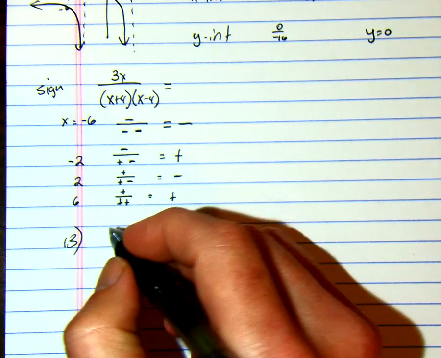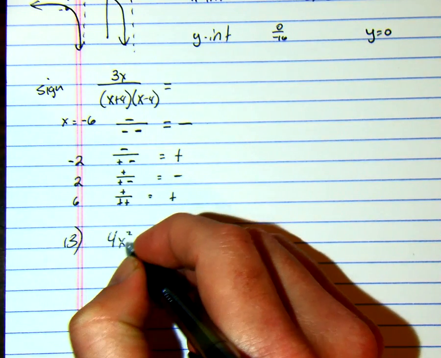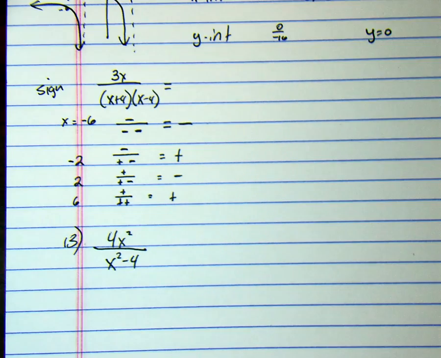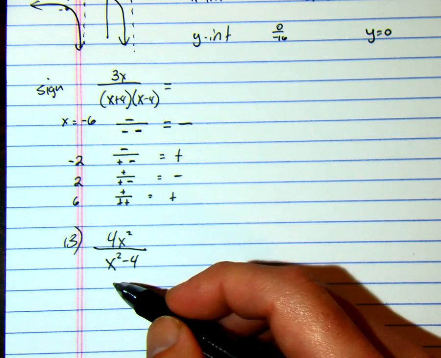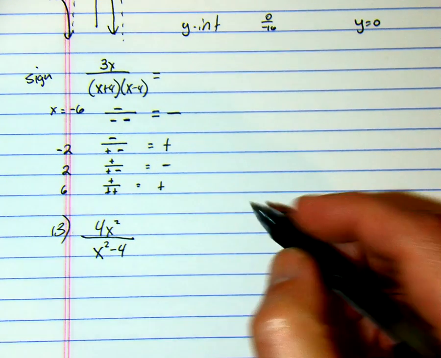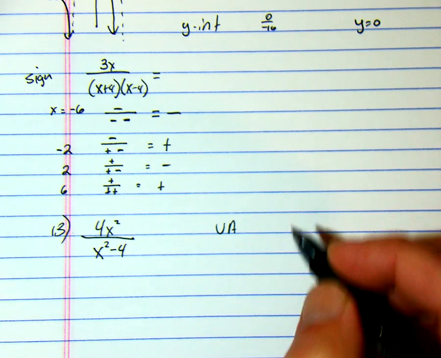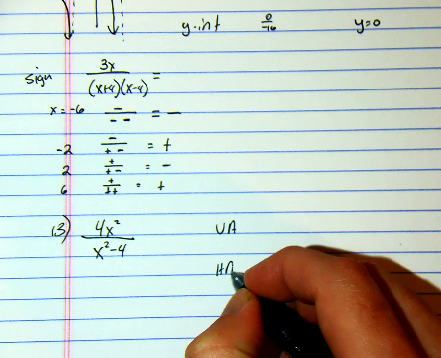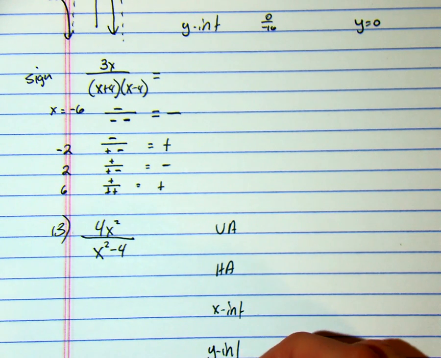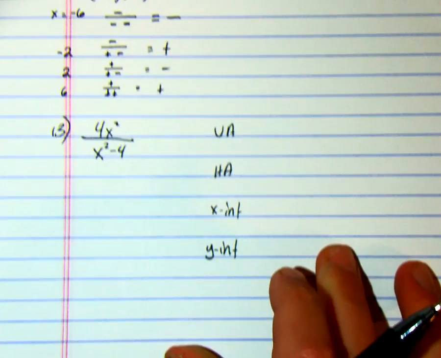The 7-step process for 4x squared over x squared minus 4. And this is a simpler process because I'm going to have a horizontal asymptote at 4, which makes things easier. When that horizontal asymptote is 0, it's a pain. So we're going to abbreviate. We're going to go with vertical asymptote, horizontal asymptote, x-intercept, and y-intercept. Those are the pieces parts we need to make this graph.